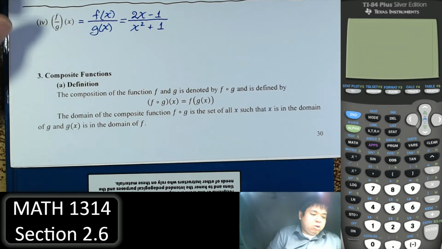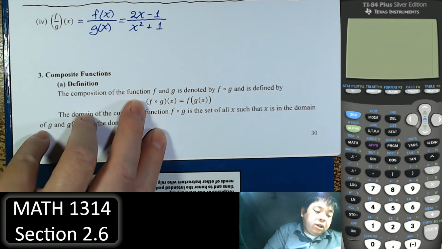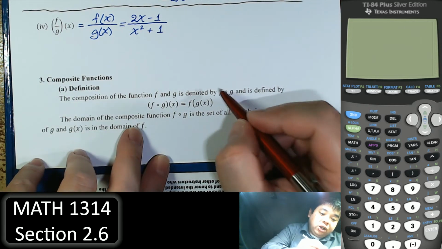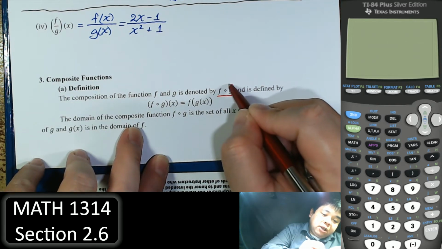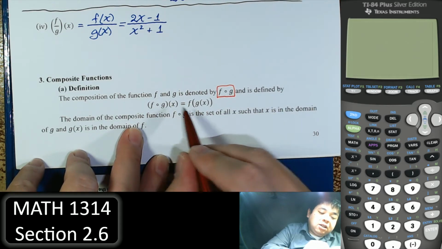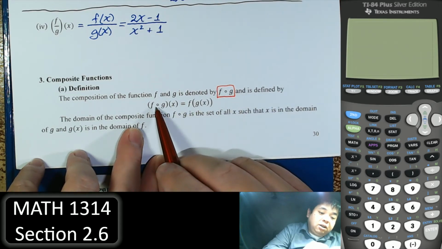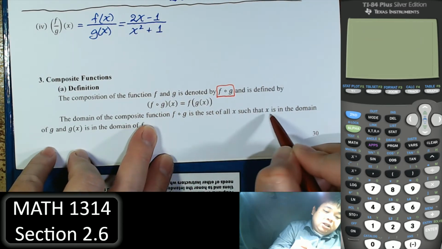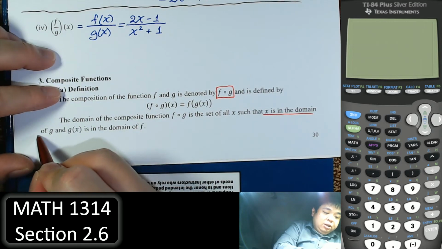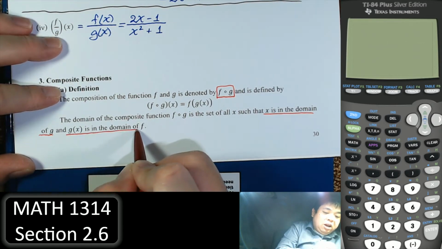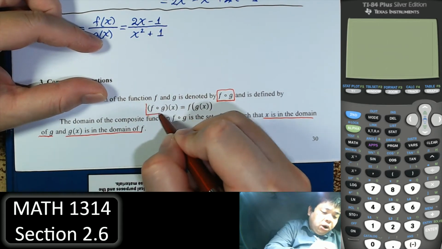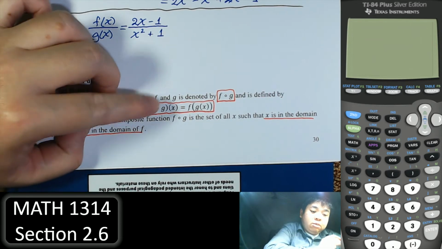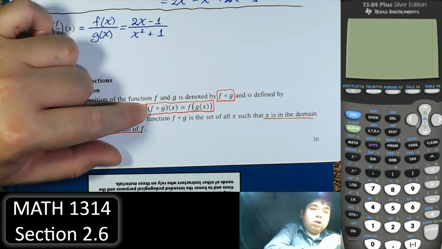Next, we have composite function. Composition of function f and g is denoted by f, a little circle g. That means f of g of x is defined as follows. So the domain of the function is the set of all the x such that x is in the domain of g and g of x is in the domain of f. Right. So the combination of two functions.